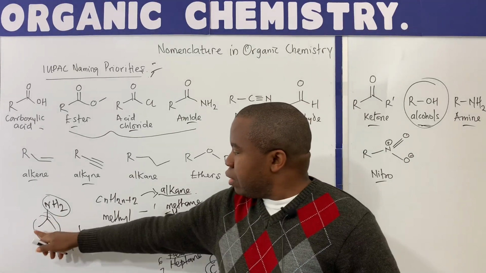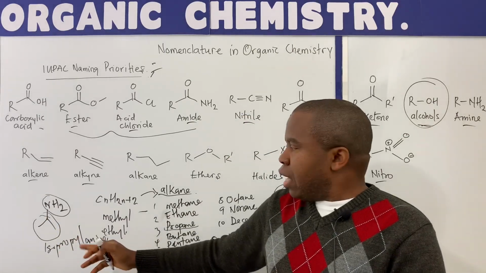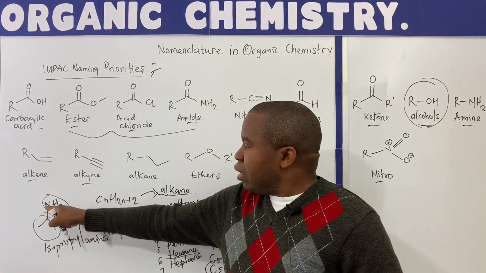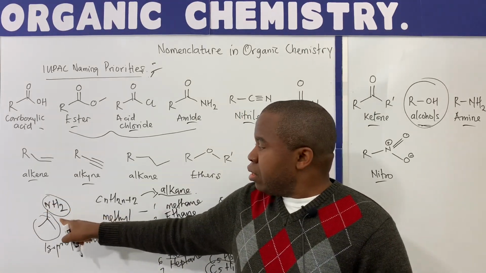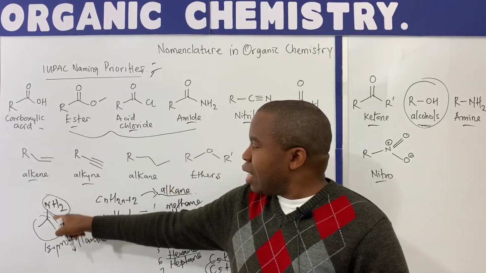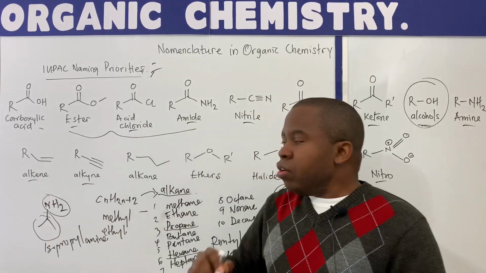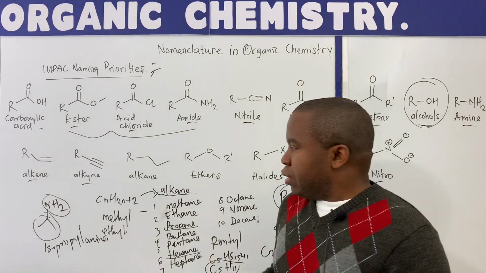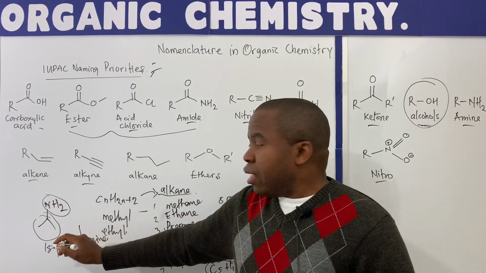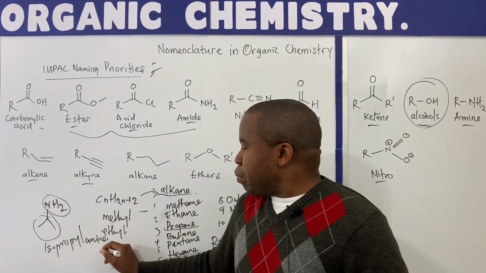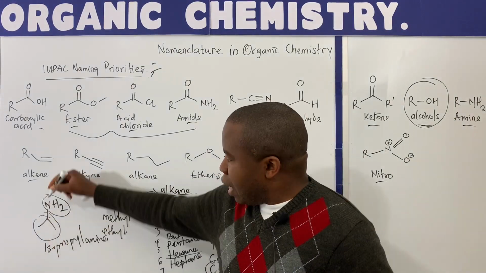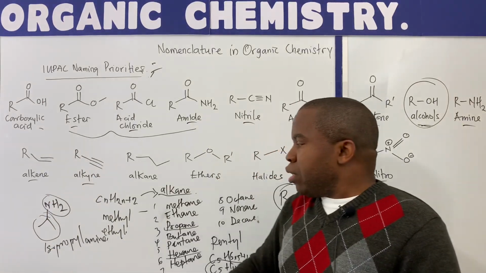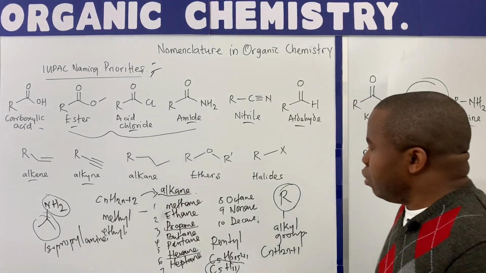Isopropyl because this is a 3-carbon alkyl group, and a 3-carbon alkyl group is propyl. But in this case, we have the amino functional group attached to the propyl on the 2nd carbon atom, and that makes it an isopropyl. So it's going to be isopropylamine. But if it were attached to the terminal carbon in the propyl group, it's going to just be propylamine. So it's as simple as that.